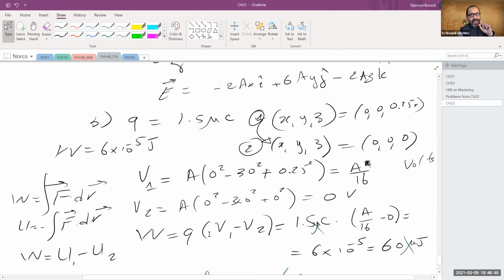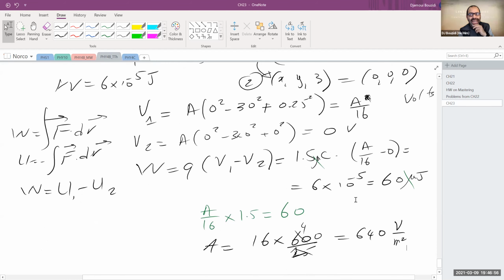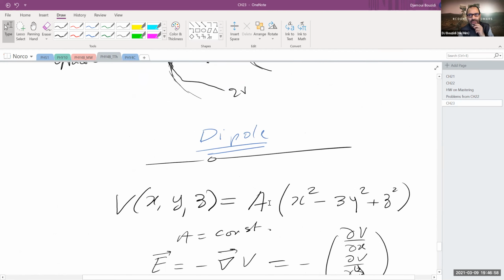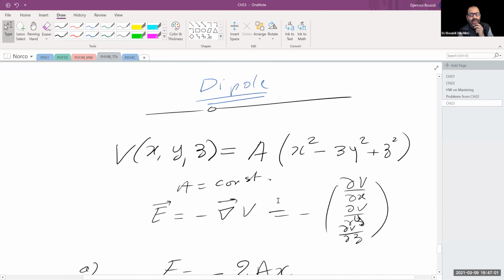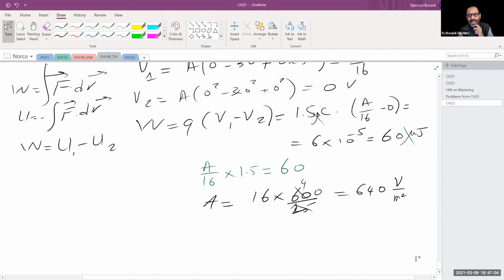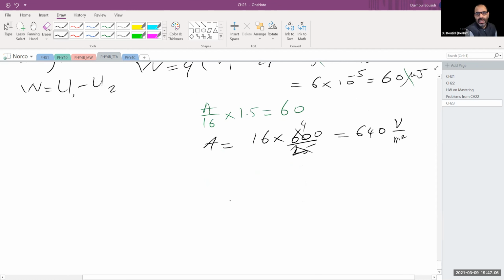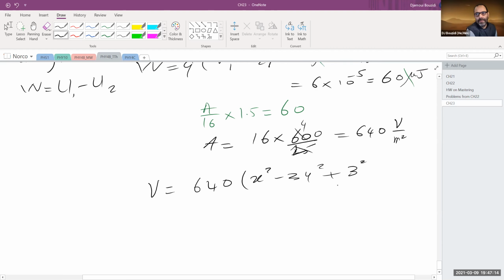The difference in potential energy is the work. Okay. And the work, they gave us the work. They tell us it's actually 60 microjoules to do that. So now the only unknown in this equation is A, because we don't know what that A is. This is part of how we found A actually. So now we know A, so we know what the potential is. If you want me to write the potential again, the potential V is going to be 640 times x squared minus 3y squared plus z squared, where this 640 is in volt per meter squared, where you cancel this meter squared for all of these units. So now we know A.